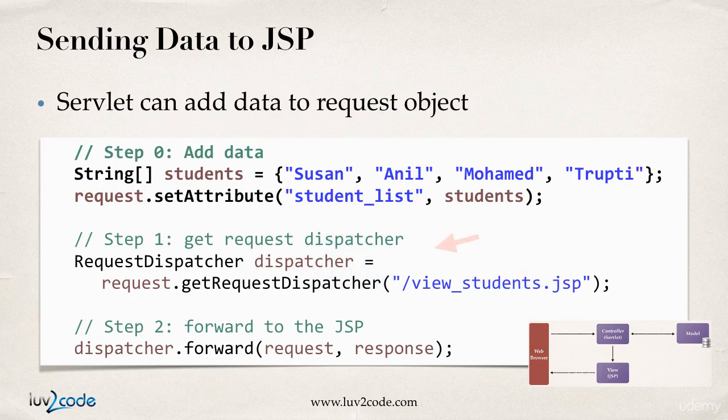And then the following steps are the same. So step 1, get the request dispatcher. And then step 2, forwarding to the JSP. All of that's the same as what we saw in the previous slide. And you can add as many attributes here as you'd like, as long as they have a unique name.